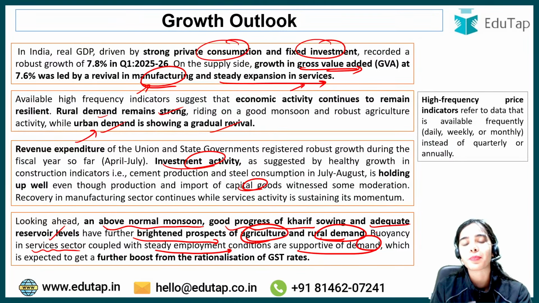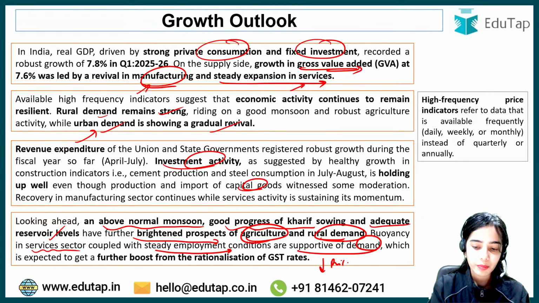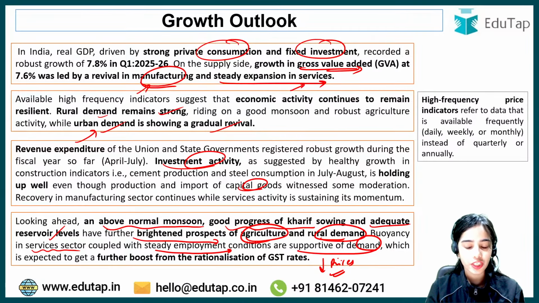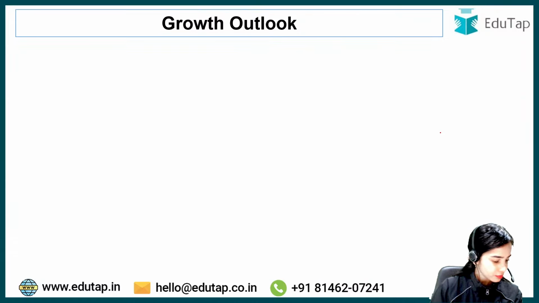As well as what has happened, GST rates have been rationalized, due to which it has been said that the prices are going to decrease. Because of the GST rates rationalization, prices are going to decrease for major commodities, for many of the commodities, and with the decreasing prices, demand will increase. So this is the idea.